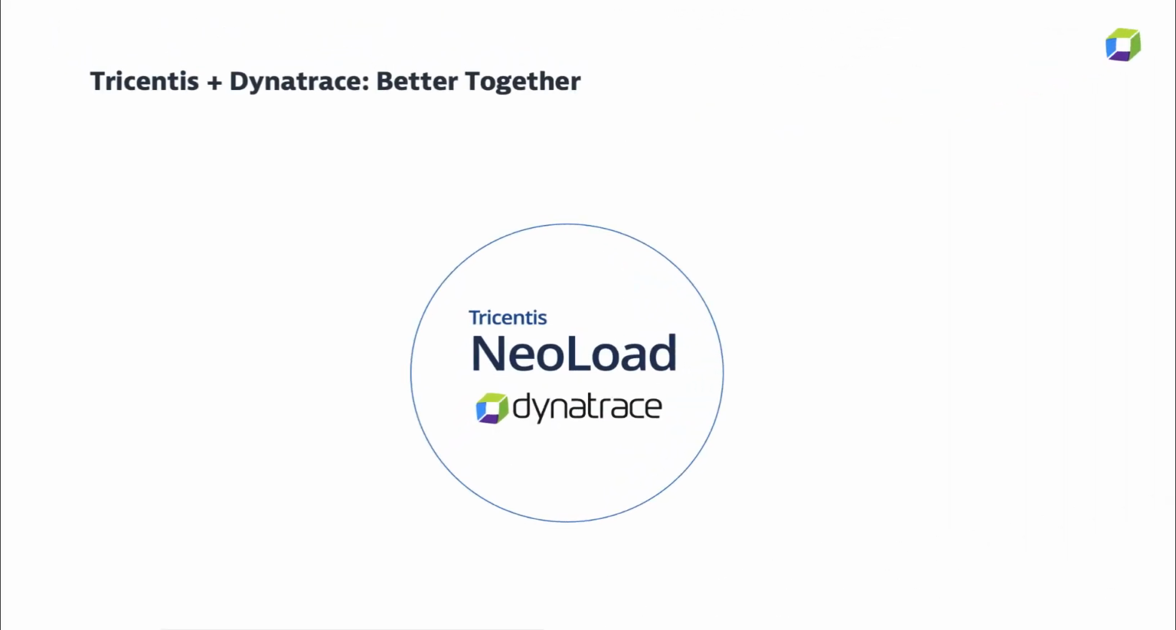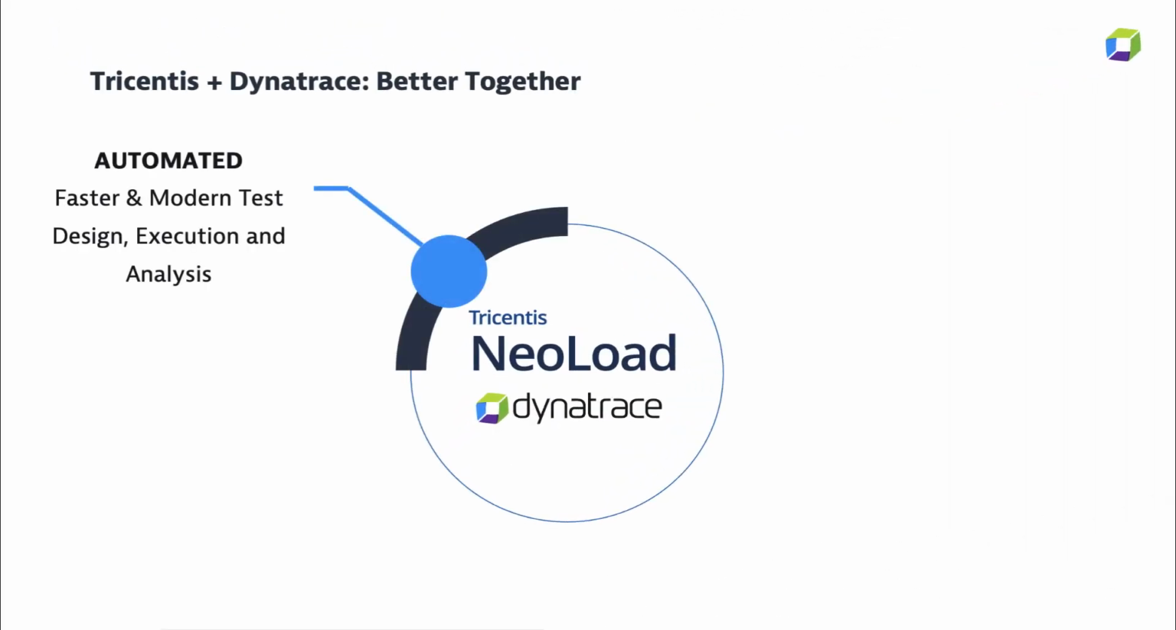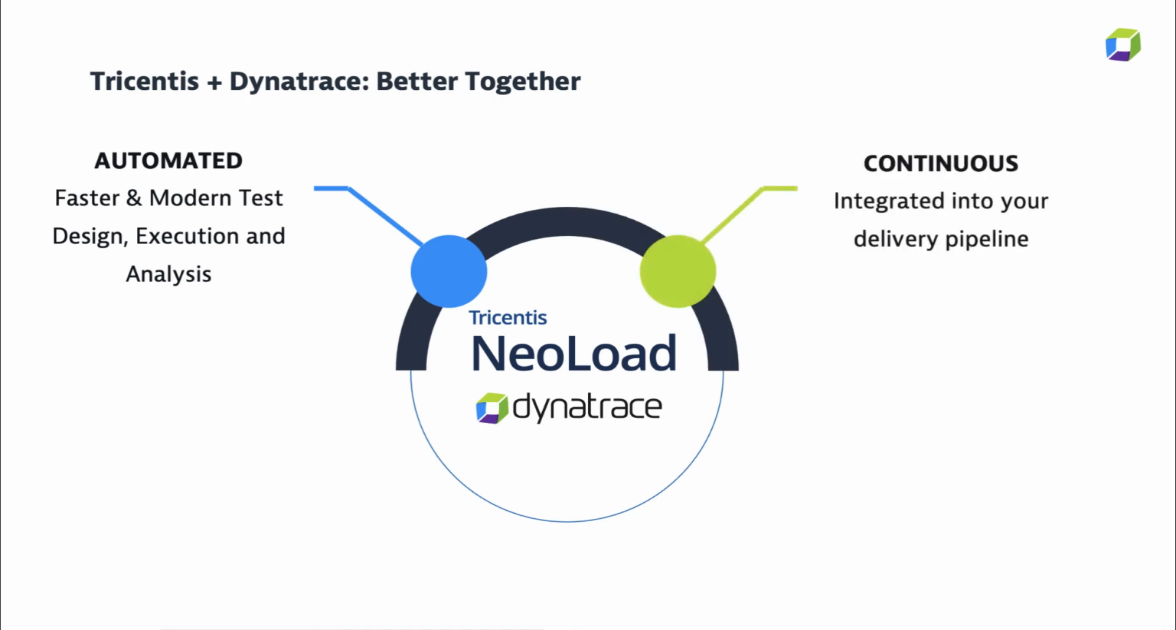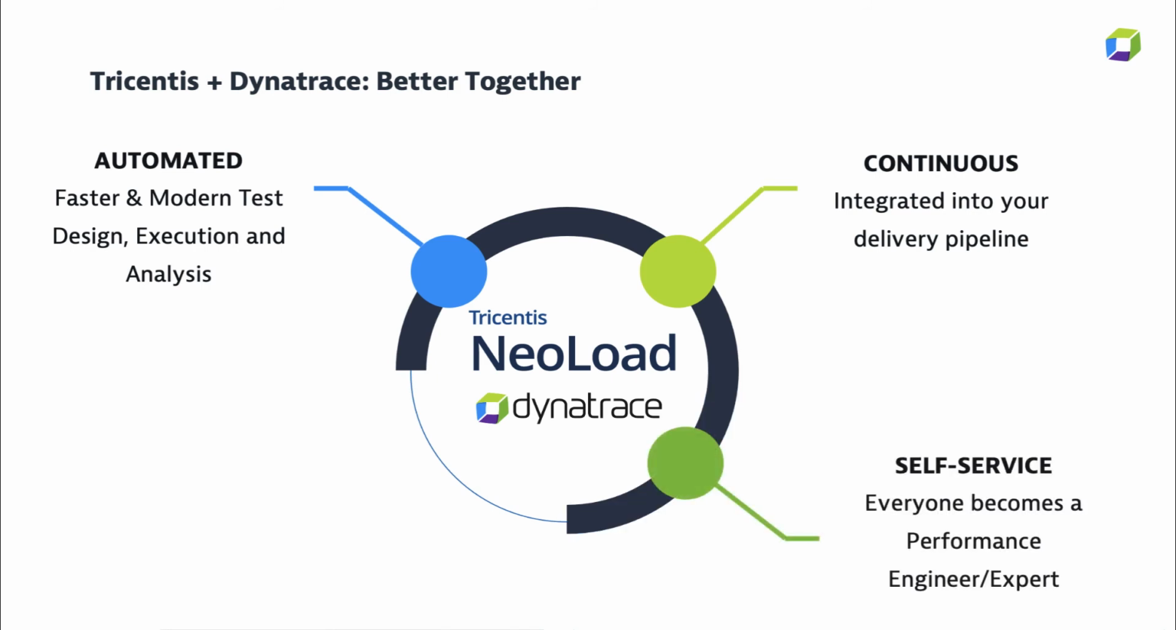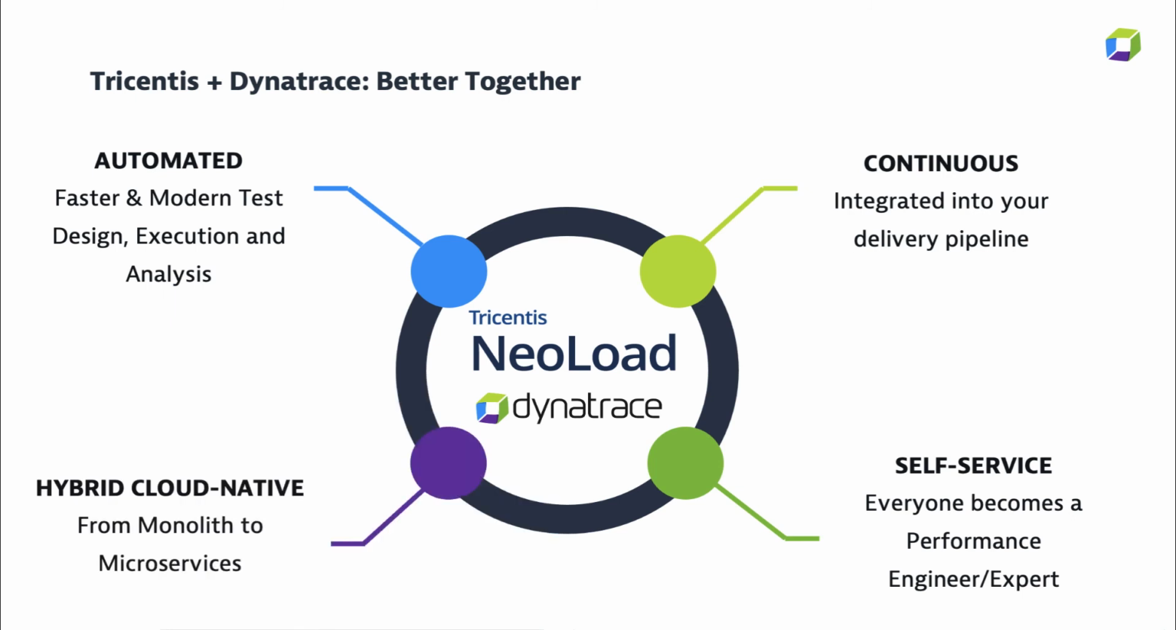Now that you've seen Tricentis and Dynatrace together in action, let's leave you with a few parting thoughts. One, the automation brought together by the integration brings a faster, more modern test design, analysis and execution. This can be incorporated into delivery software pipelines because everything can be API driven. And as a result, people can become self-service, do testing on demand, everyone can become a performance expert. So this is going to help us as we move our monolithic applications into microservices and into the cloud, because software is being delivered faster and we need to manage this and performance test it properly.